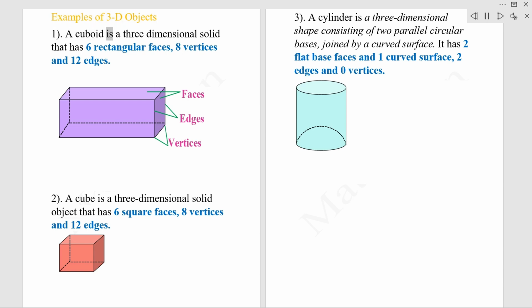1. A cuboid is a three-dimensional solid that has 6 rectangular faces, 8 vertices, and 12 edges. 2. A cube is a three-dimensional solid object that has 6 square faces, 8 vertices, and 12 edges. 3. A cylinder is a three-dimensional shape consisting of 2 parallel circular bases, joined by a curved surface. It has 2 flat base faces and 1 curved surface, 2 edges, and 0 vertices.